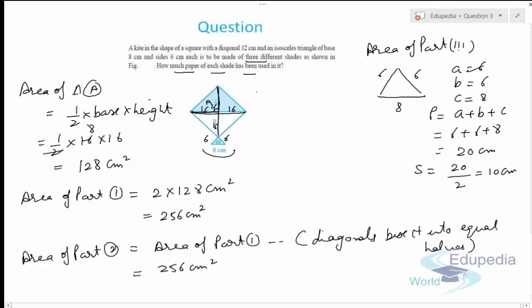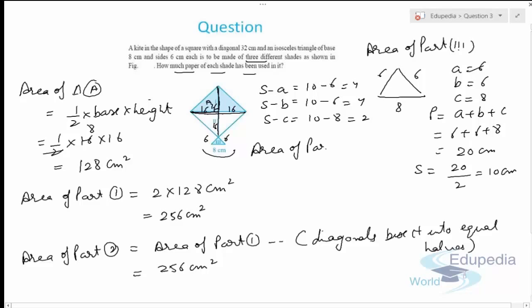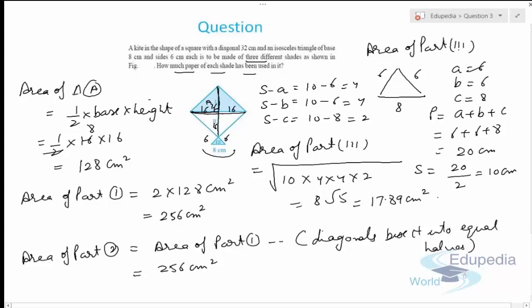Now we can apply Heron's formula. Before applying it, we need to find S minus A, S minus B, S minus C. So S minus A is 10 minus 6, which is 4. Then again 10 minus 6, which is 4. Then 10 minus 8, which is 2. So area of part 3 will be equals to under root S 10 into S minus A 4 into 4 into 2. If we solve this, it will come out to be 8 under root 5, which will be equals to 17.89 centimeter square approx. Right? So this is how we can use the concept of Heron's formula to solve different types of questions.